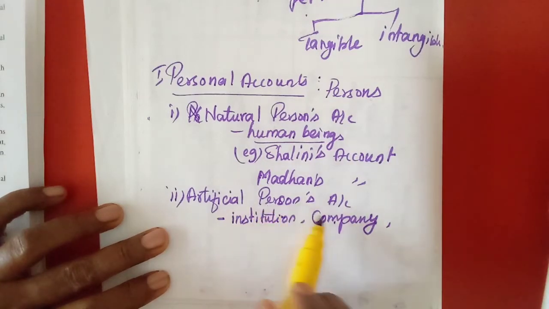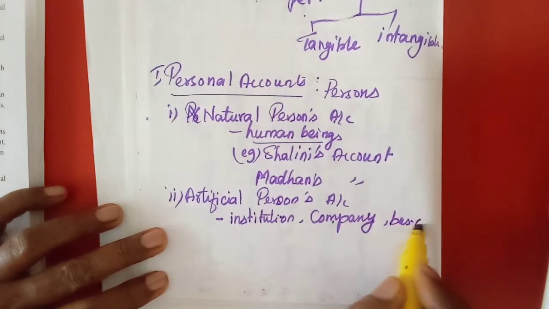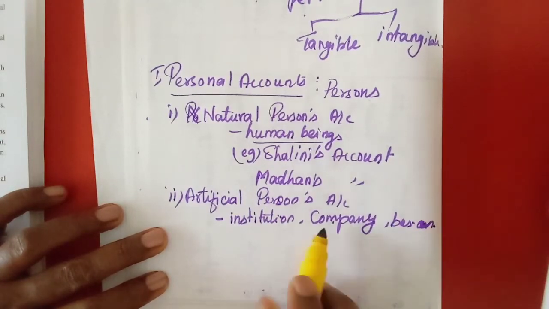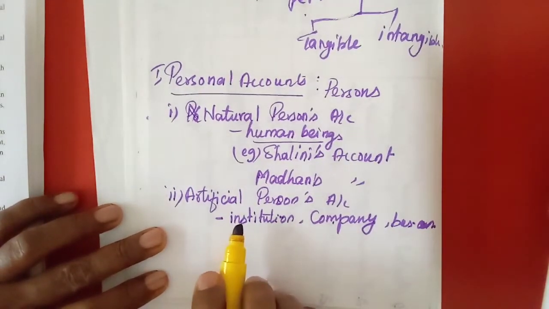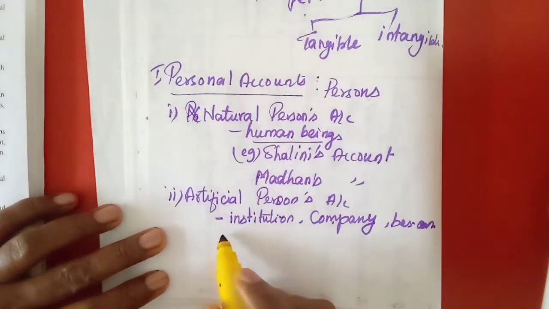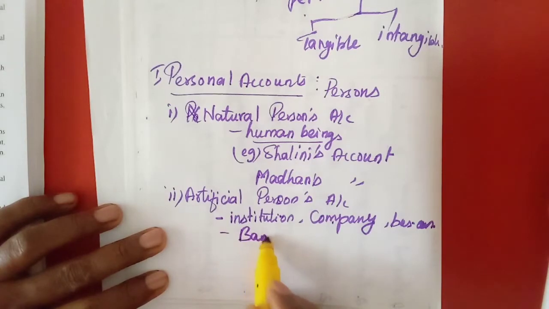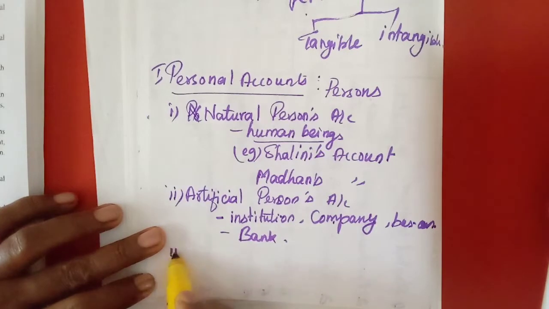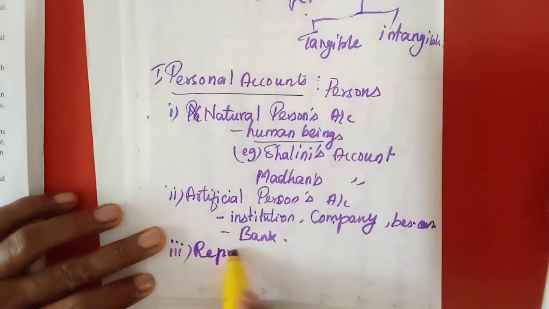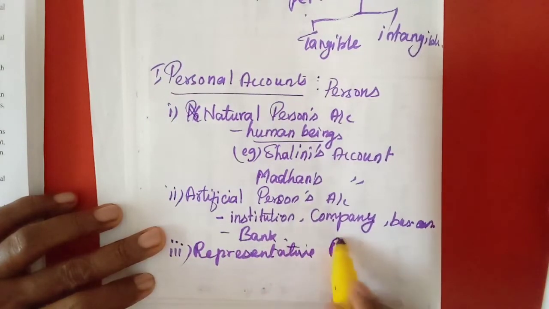Understand? All the business concerns, sole proprietorship concerns, partnership concerns, then companies, then any other big business concerns, everything will come under this artificial person. Even a bank will come under this artificial person. Then the third one is representative personal account.